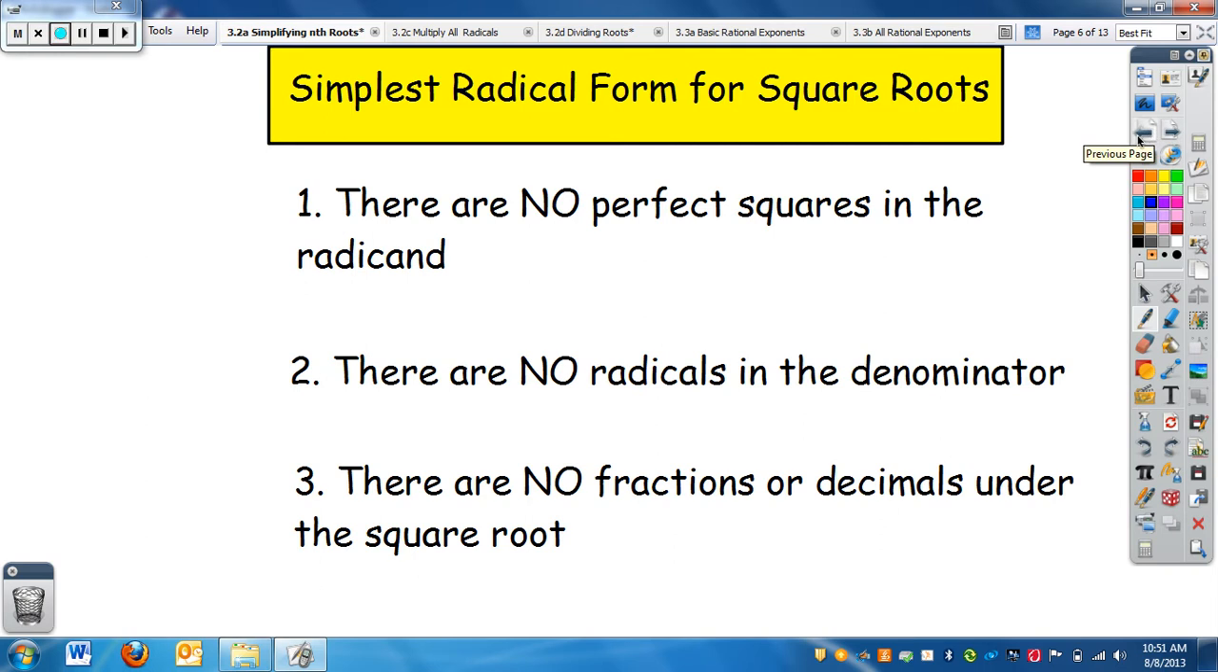So we're going to be looking at simplest radical form for square roots, and we're actually going to look at cube roots and fourth roots with this section. The way we work with simplest radical form is that there are no perfect squares or combination of perfect squares under the radicand. That's the one we're going to be focusing on today. Getting those perfect squares out, just like the square root of 25 is 5. We can't just leave it as square root of 25. There are no radicals in the denominator. That will be in the 4th video. And there's no fraction or decimals under the square root. Again, we'll be dealing with that in the 4th video.